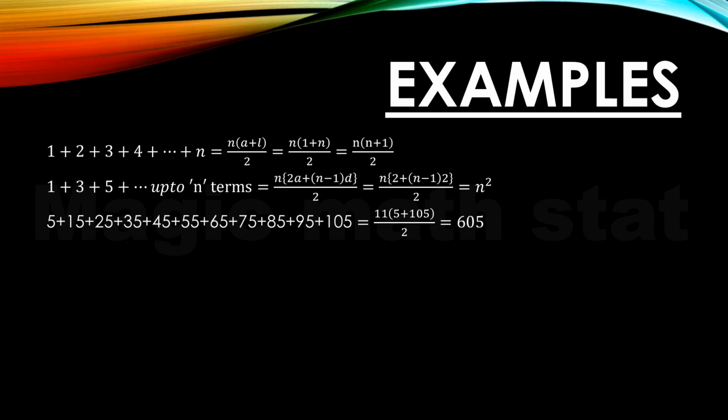Let's see another example. 5 plus 15 plus 25 plus 35 plus 45 up to 105. If you look at the differences of consecutive terms, you will see all of the differences are 10. So this is an AP with common difference 10. We know the first term of the AP and the last term of the AP. So we will use the first formula of the sum, that is n times (a plus l) by 2. Now here I can see 11 terms in the sum. So 11 times (5 plus 105) divided by 2 equals 605.